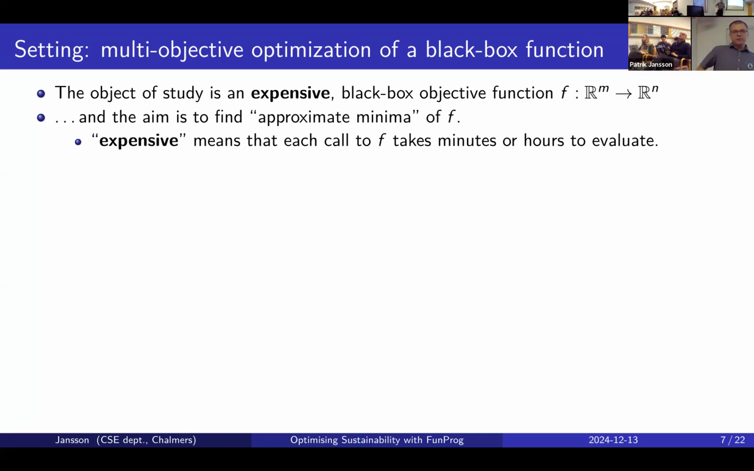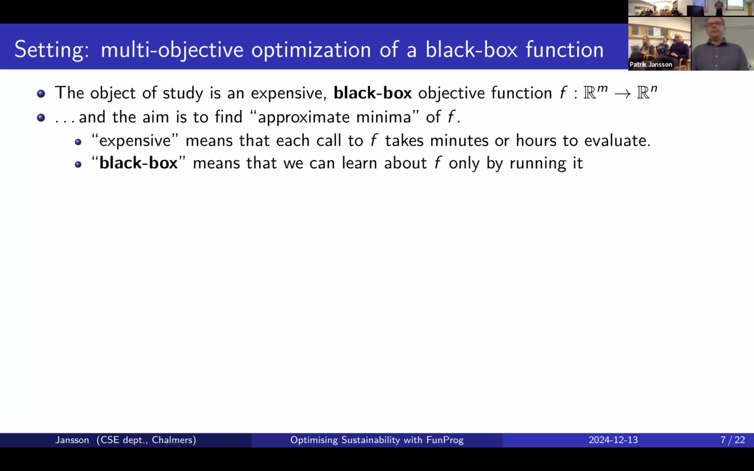So expensive here means that each call to the function can take minutes or hours to evaluate. So we don't want to just make a dense grid over all possible inputs, 1 million calls, and then wait for 2 years until it finishes.